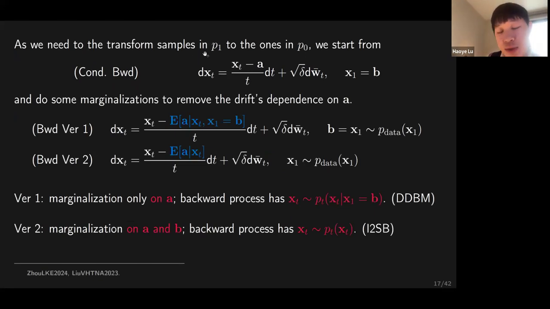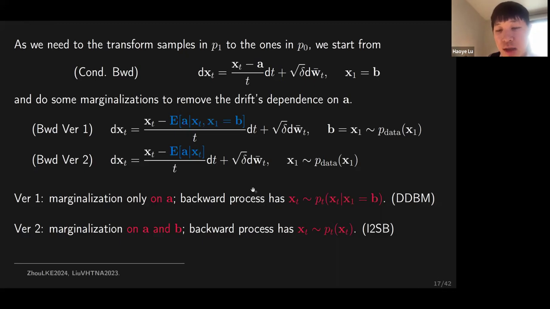Since we need to transform the samples in a blurry image dataset to the ones in a clear image dataset, we basically need to start from the conditional backward process. But in this formula, we have A unknown because it corresponds to a clear image, which we're trying to find. So we need to do some marginalization to remove the drift dependency on A. In this case, we basically have two versions. In the first version, we are only doing the marginalization over A, but we don't do the marginalization over the starting point x1 equals b.